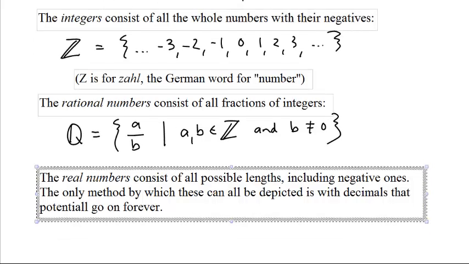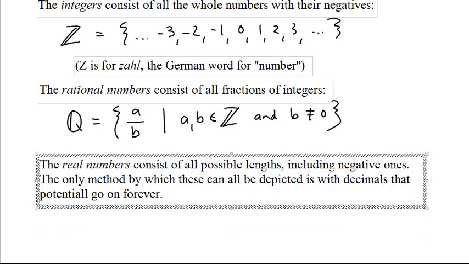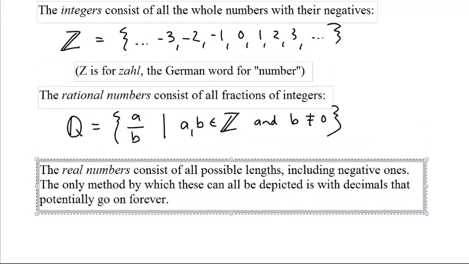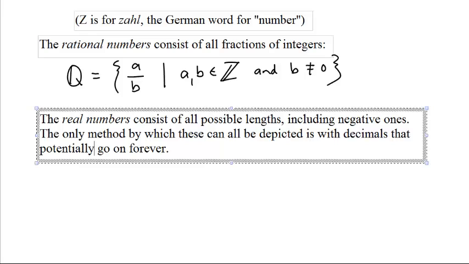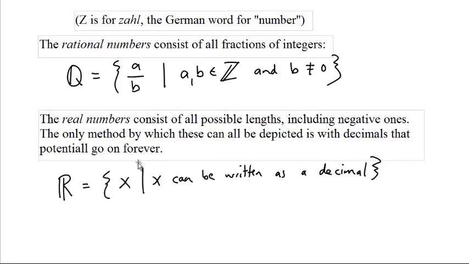And finally, the real numbers consist of all possible lengths, including negative ones. And the only way that we can write out all the real numbers is with decimals that potentially go on forever. Potentially. Right. And so we're going to talk about the rational numbers and the real numbers pretty soon. The real numbers are all of those x's such that x can be written as a decimal.